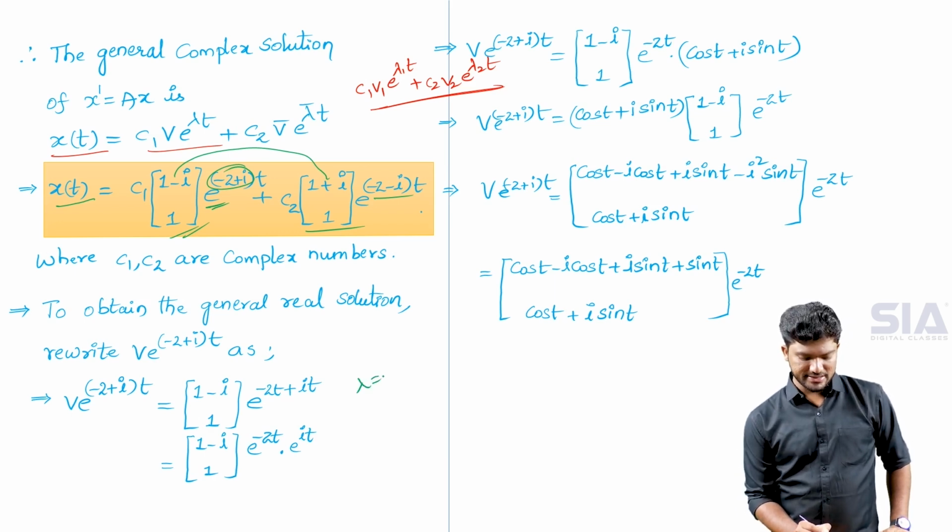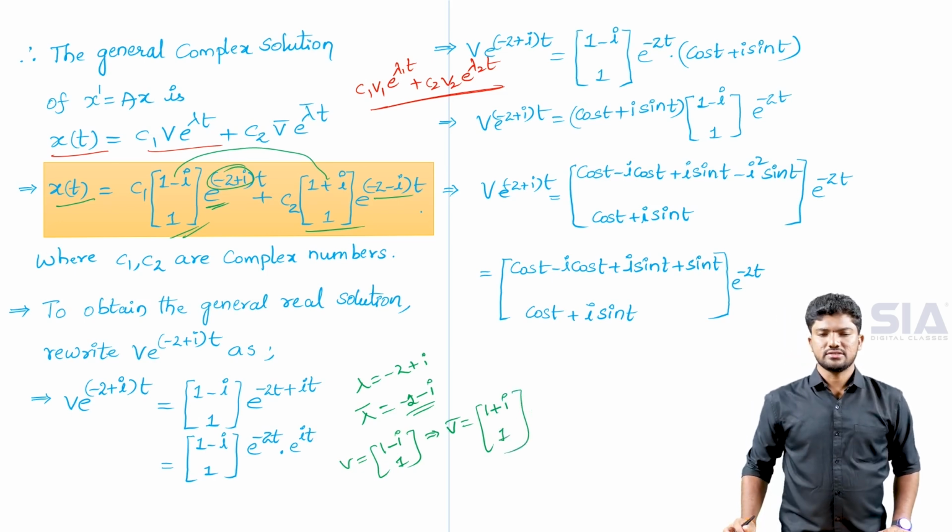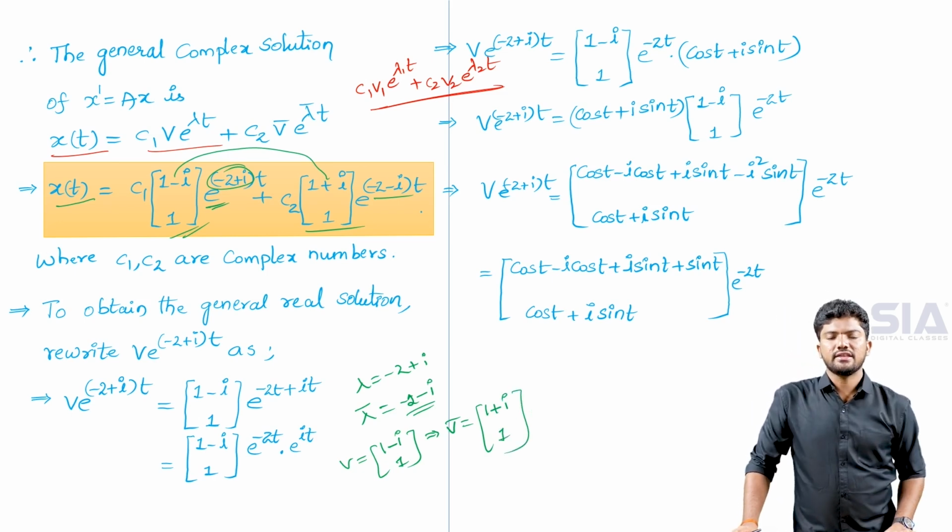Here we have lambda is equal to minus 2 plus i. Whenever you apply the bar, minus 2 minus i will become the conjugate. Similarly, we have capital V is equal to 1 minus i, 1. Whenever you apply the bar, V bar is equal to 1 plus i, 1. So 1 as it is. In that format we can write the values.